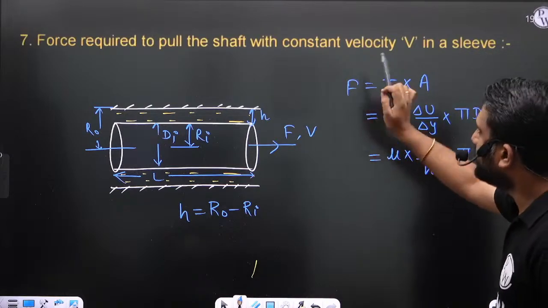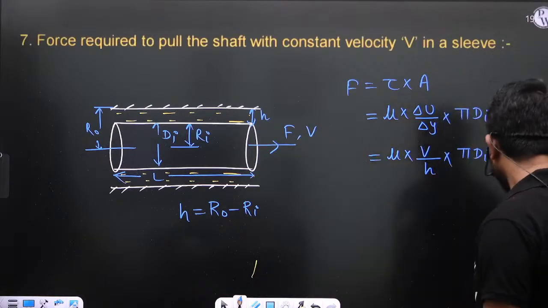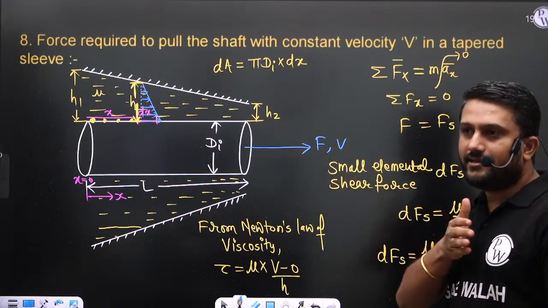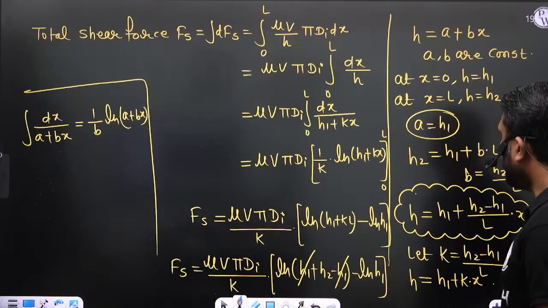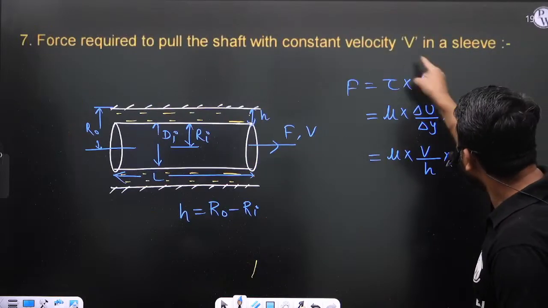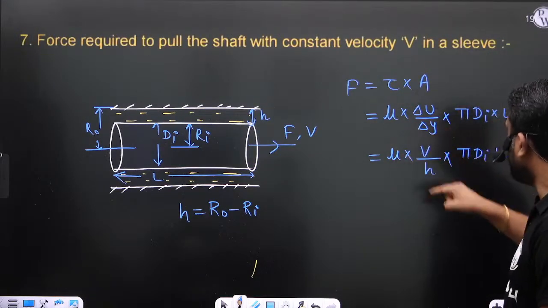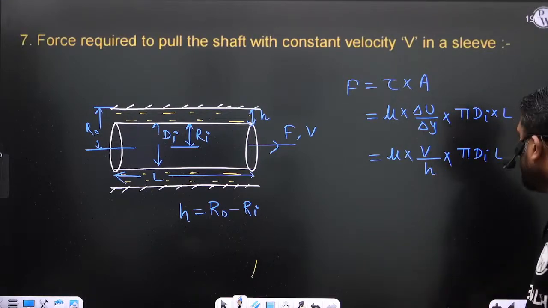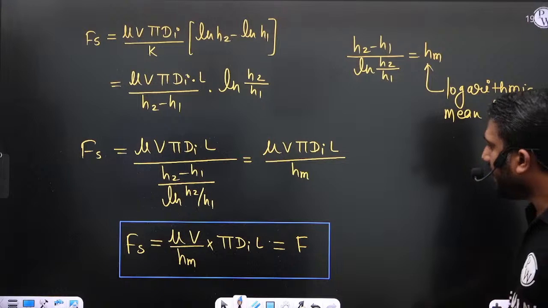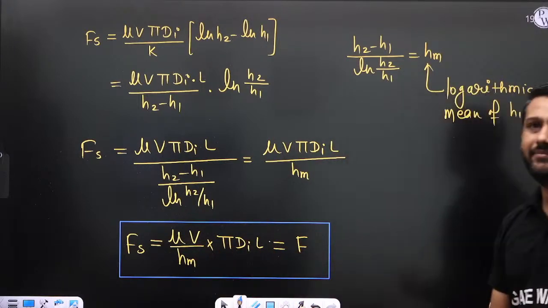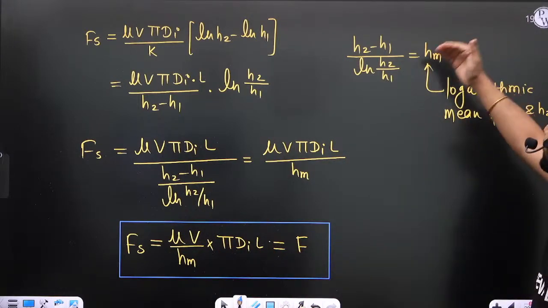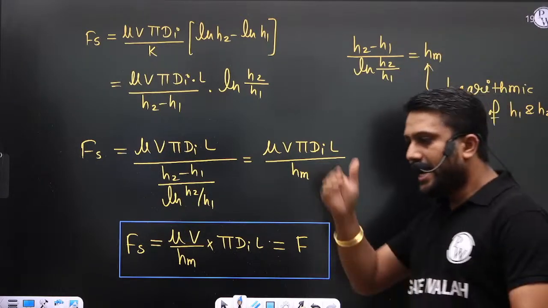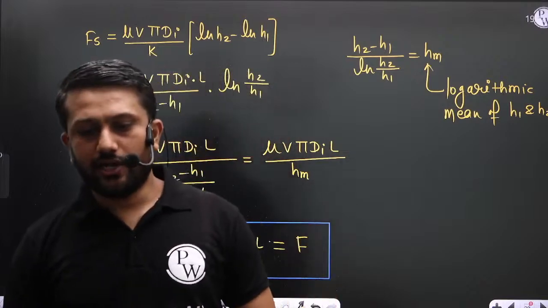Is it fine? So this is the case where H is not a function of X, but this is the case where H is a function of X, and H changes linearly with respect to X. In this case you get a similar kind of expression. The only difference is, instead of H, use HM. And what is that HM? That HM is the logarithmic mean of H1 and H2, so simply you can write H2 minus H1 upon natural log H2 by H1.